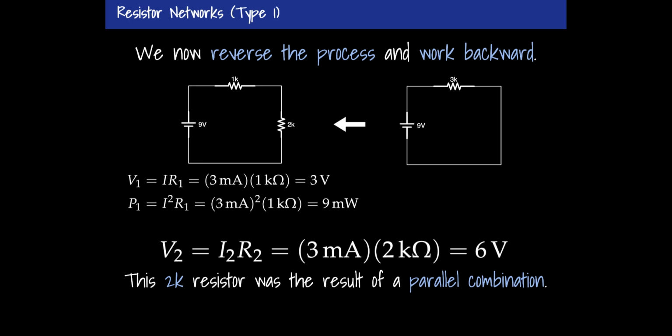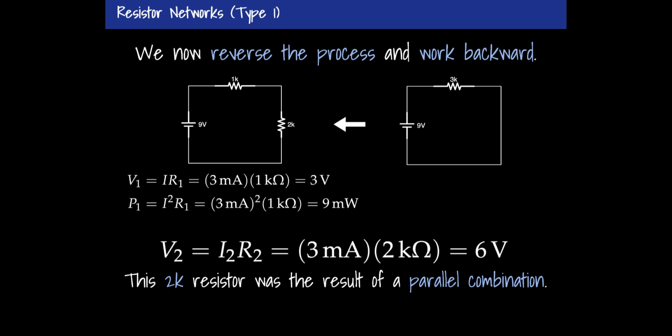Now, I'm about to adopt a habit that I use sometimes because I find it helps me solve circuit problems more easily. When I refer to this resistor R1, I've labeled it 1 because it's 1K. I'm calling this resistor R2.